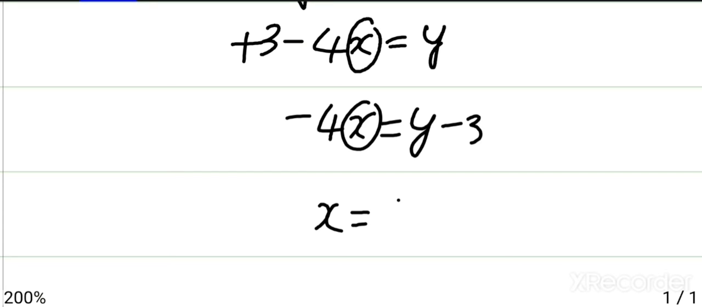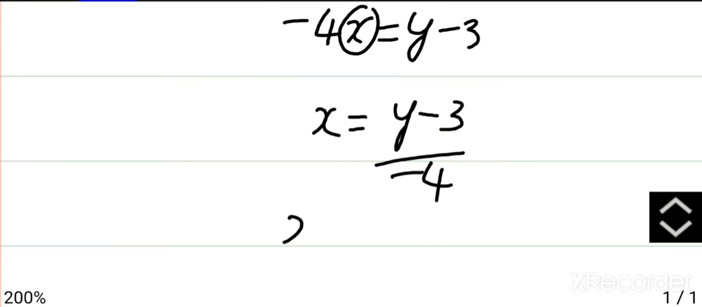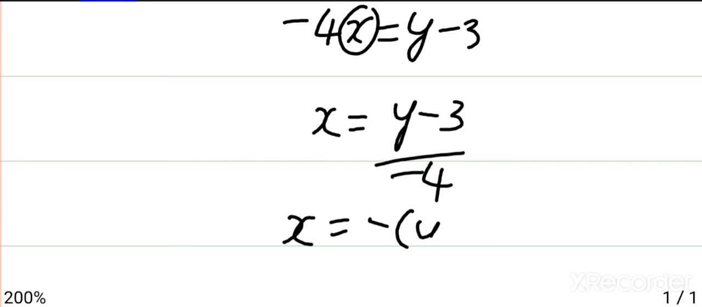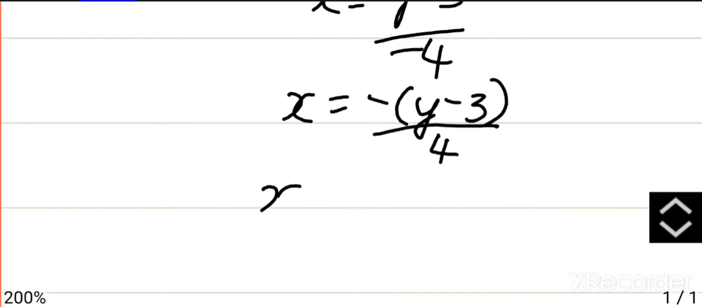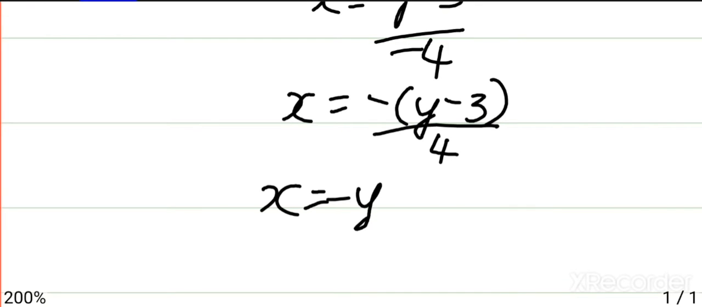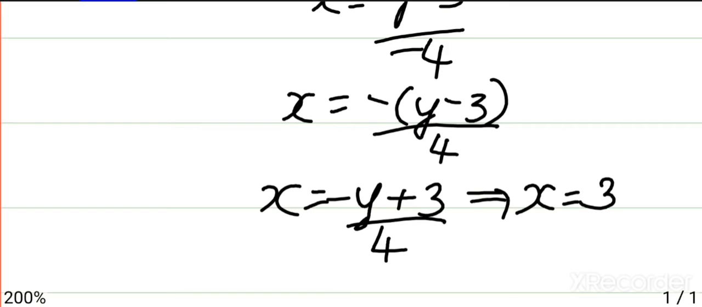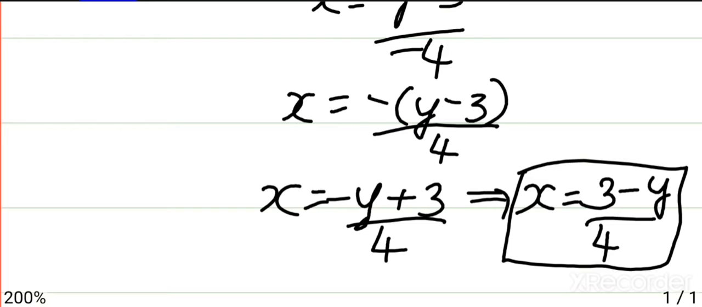So x will be y minus 3 divided by minus 4. I want only x, so the minus 4 is taken to the denominator. So x becomes y minus 3 divided by minus 4, which implies x is 3 minus y divided by 4. I'll write the positive first and send the negative to the second place. Therefore the value of x is 3 minus y divided by 4. So this is our x value.